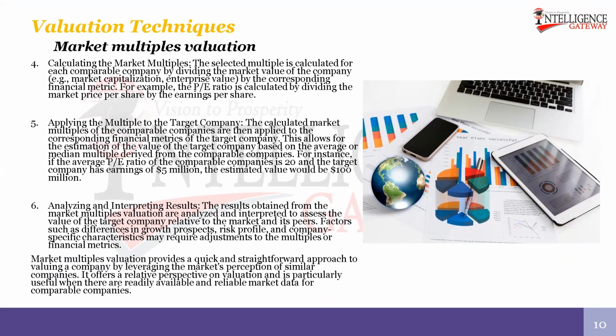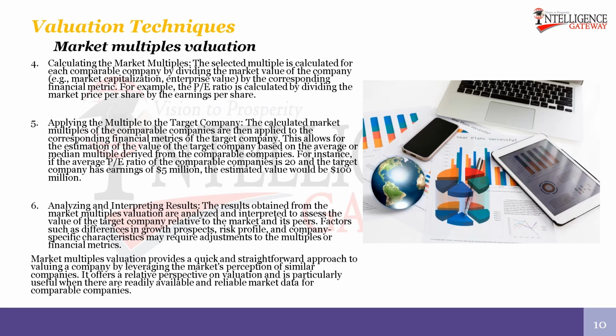Calculating the market multiples. The selected multiple is calculated for each comparable company by dividing the market value of the company, e.g., market capitalization or enterprise value, by the corresponding financial metric. For example, the P/E ratio is calculated by dividing the market price per share by the earnings per share.